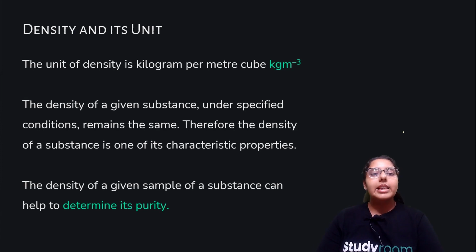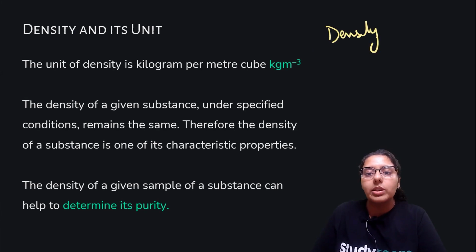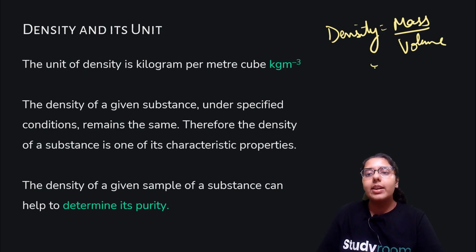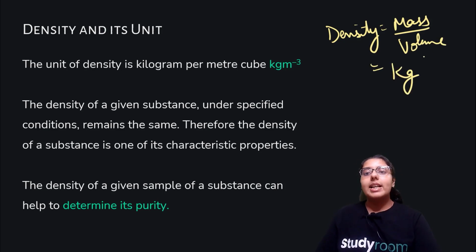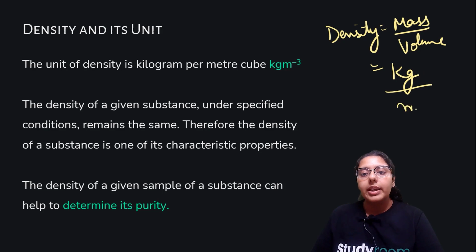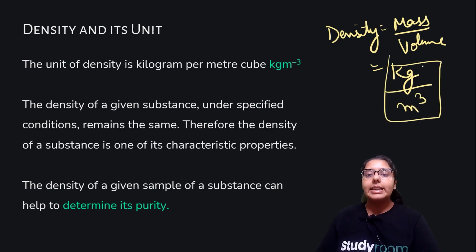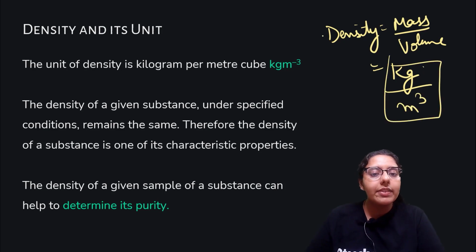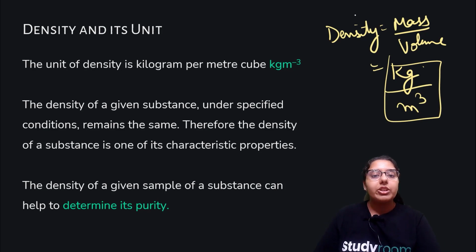Okay, so density and its unit. The unit of density is kilogram per meter cube, kg per meter cube. How do we derive it? We know density is equal to mass upon volume. What is the SI unit of mass? It's kg. What is the SI unit of volume? Meter cube. Kg per meter cube is your SI unit. The density of a given substance under the specified condition remains the same. Therefore, the density of a substance is one of its characteristic properties. The density of a given sample of a substance can help to determine its purity.